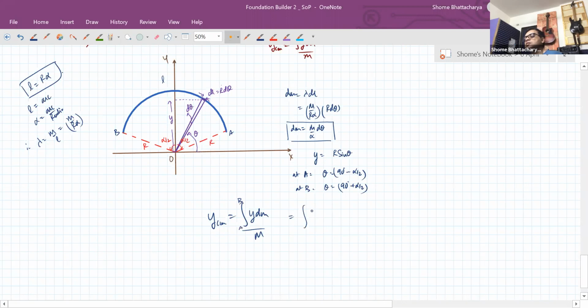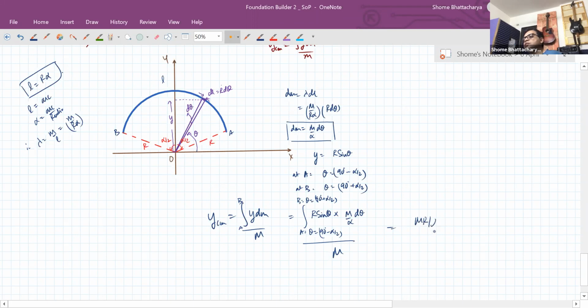So I'll replace y with r sine theta. Slight difference, this is becoming m upon alpha instead of m by pi into d theta. And at A, theta's value is 90 minus alpha by 2. And at B, theta's value is 90 plus alpha by 2. So this divided by the total mass. So bring the constants outside.